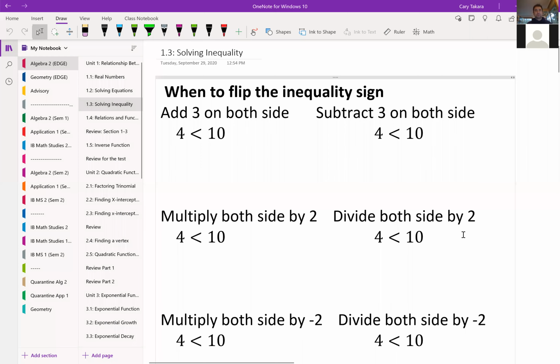All right, so we are going to work on solving inequalities. But before we actually work on inequality solving problems, I want to go over the concept of flipping the inequality. Do you guys remember that? You must have done something like this in Algebra 1, but I think it's good to go over the concept. There are some cases where you have to flip the inequality sign.